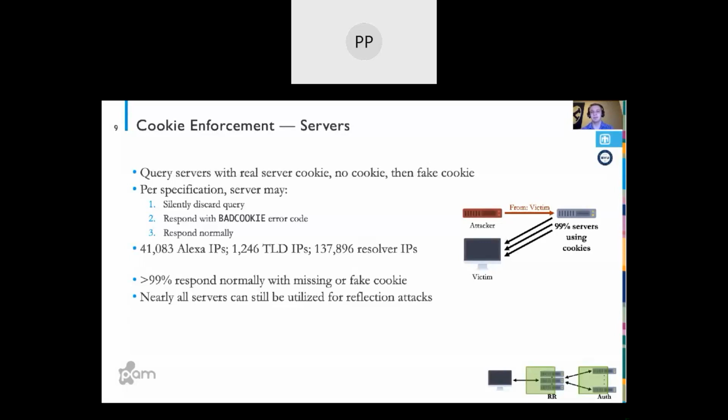Similarly, we looked at enforcement in recursive and authoritative servers. Here we queried the servers with our client, and we even included a real server cookie that we had previously obtained from them. Then we wouldn't include a cookie, and then we would include an incorrect cookie. The specification gives servers 3 different options for how to behave, ordered here from most to least restrictive. We found that more than 99% of servers implement the least restrictive approach, which is just to respond normally. So pretty much every server, regardless of whether they're using cookies or not, can still be used for a denial of service attack, because the attacker can just send a normal query spoofing the victim, and the server will go ahead and respond to that victim.